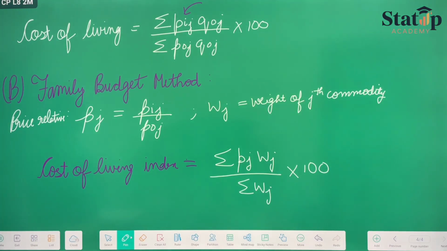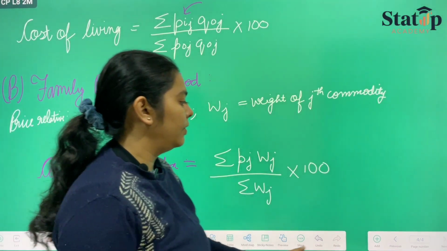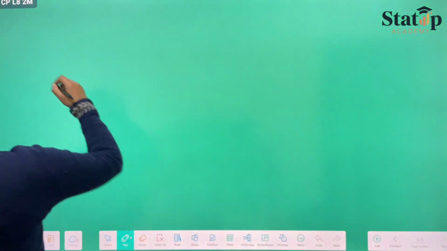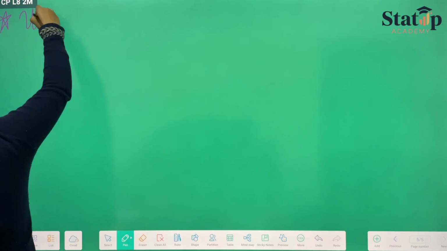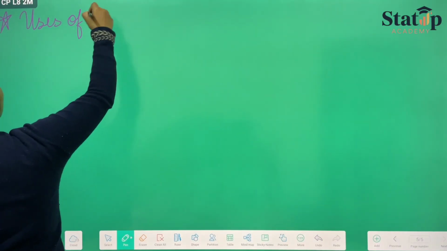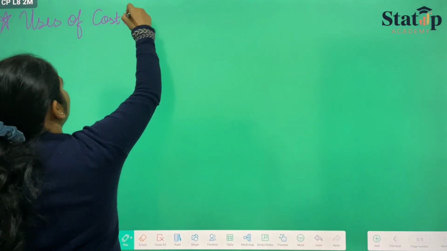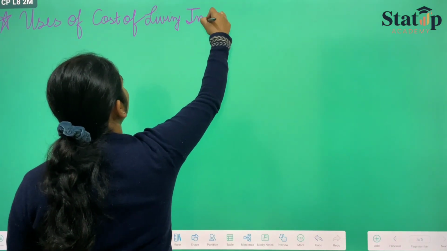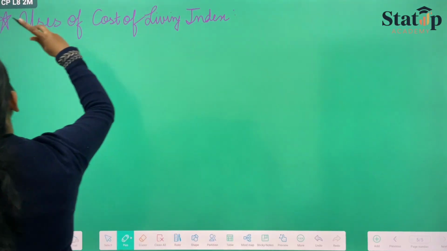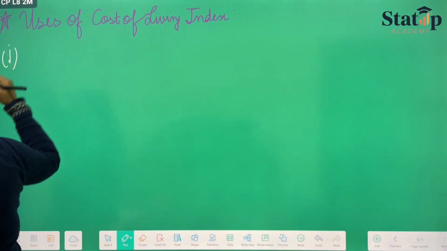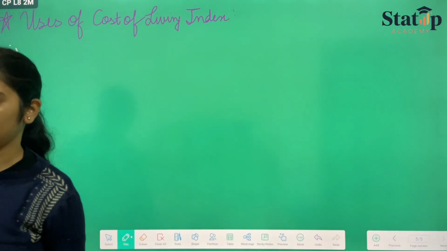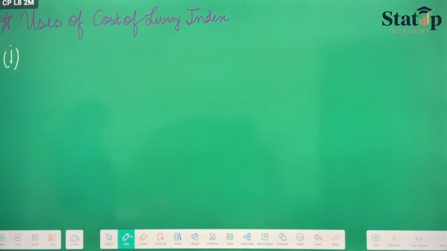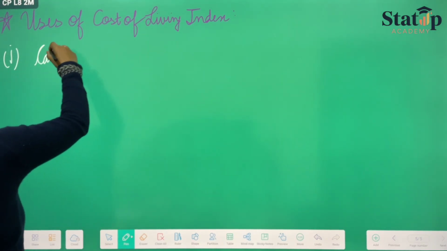Now we have done all the things about cost of living. Then the last thing is uses of cost of living index. There are many uses. Some of them we can write here, and the rest you can see yourself in the book. So the first use is calculating real wages.